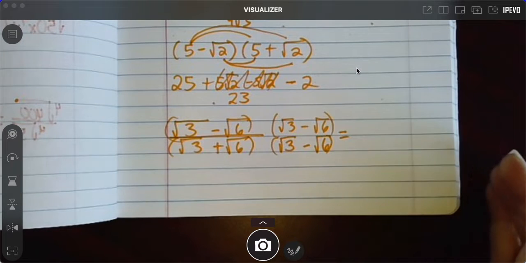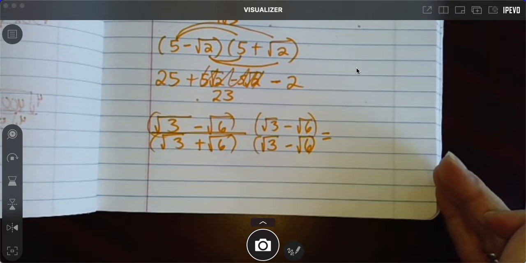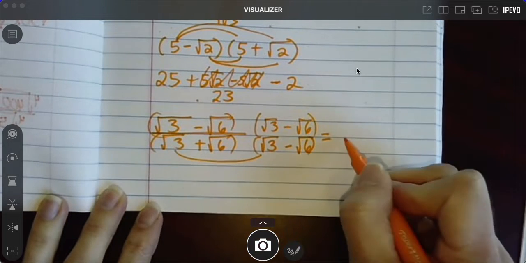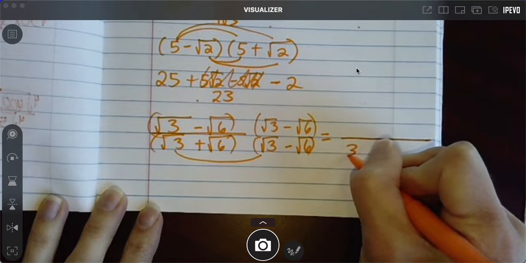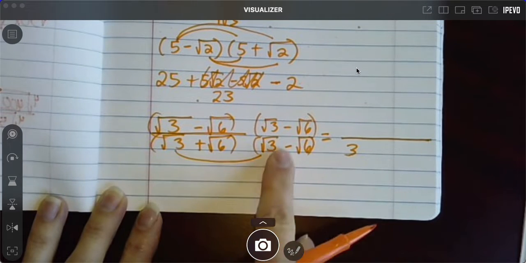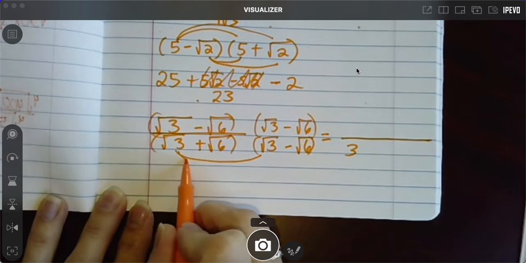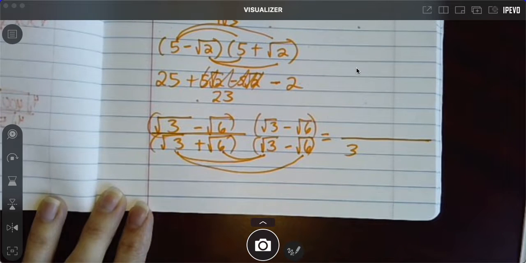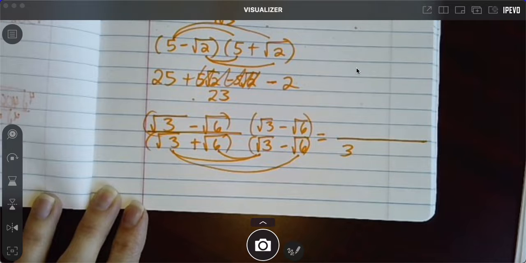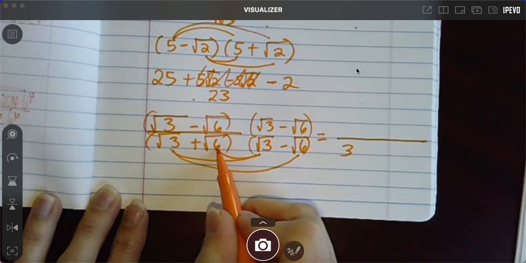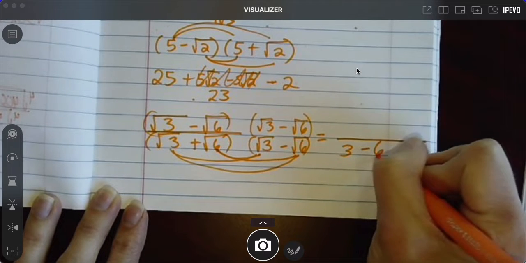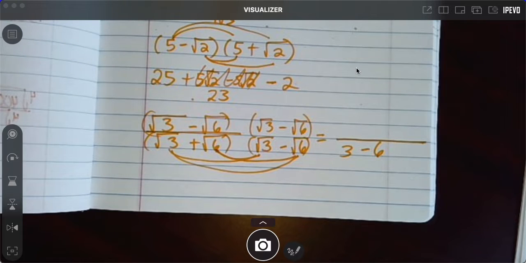So, let's FOIL. Do y'all want to do the denominator first? Okay. So what's the square root of 3 times the square root of 3? 3. Since it's a conjugate, what happens to the middle terms? They cancel out. That would be minus the square root of 18 plus the square root of 18. That cancels out. And then what is the square root of 6 times negative square root of 6? Minus 6. So our denominator is just 3 minus 6. That's what we needed.